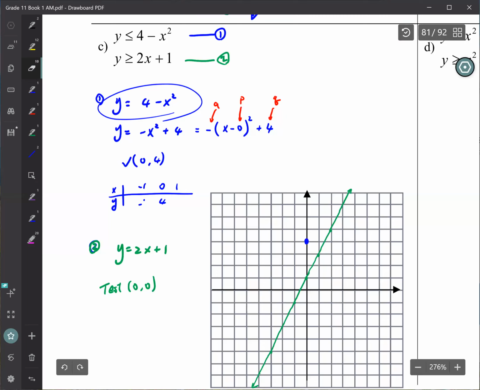Oh, it's 3 then, right? Yeah, it should be 3. Okay, if you plug -1 in, -1 squared will be 1, so 4 minus 1. Okay, so it should be 3 on each side.